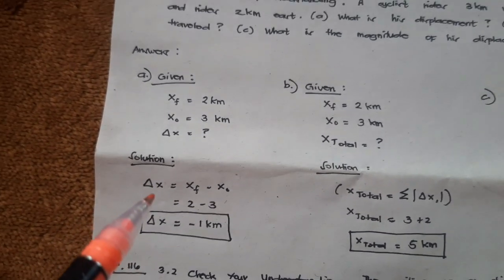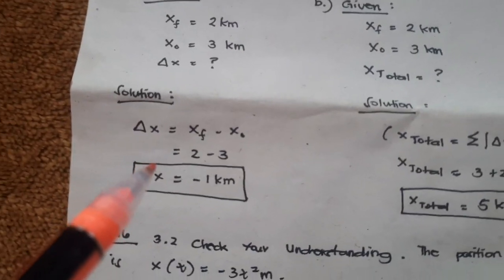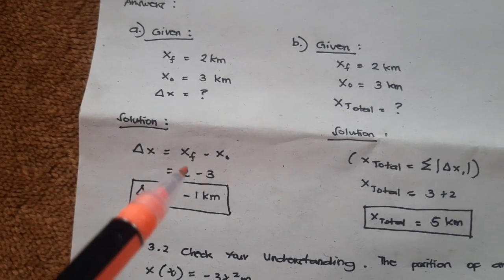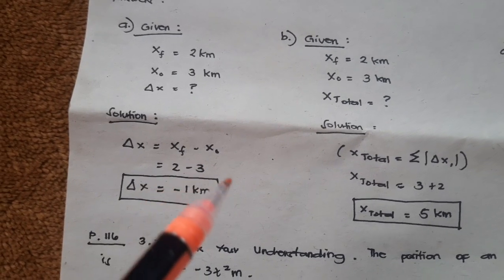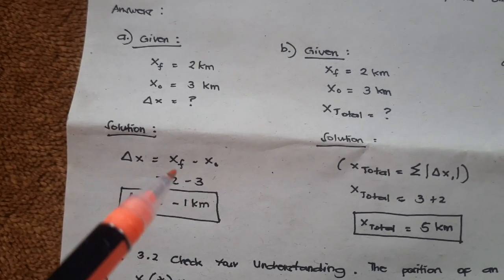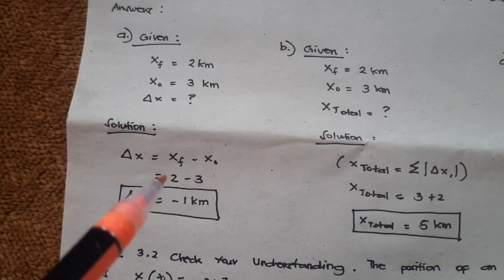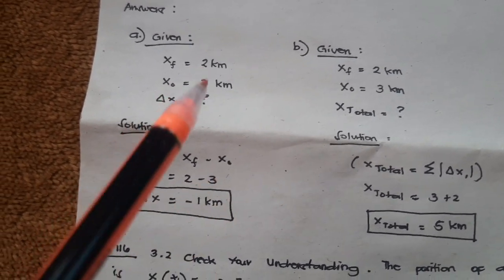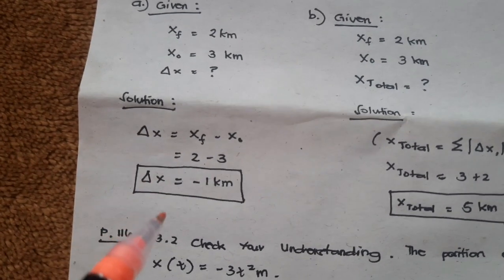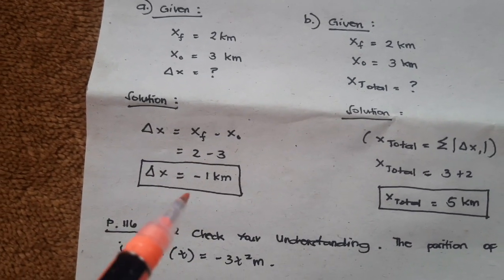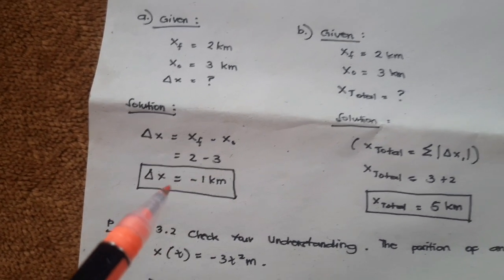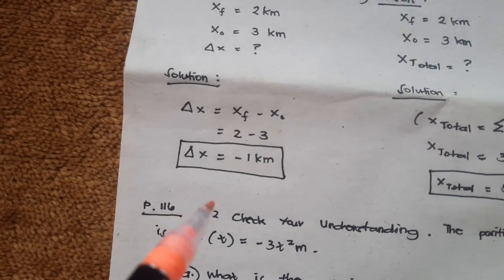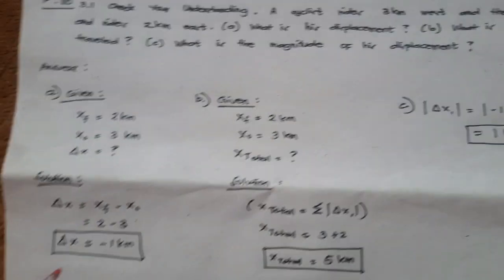To find the displacement, we must use this formula: delta x is equal to the final position minus the initial position. Since we are given the final position and the initial position, 2 minus 3, and then substitute: 2 minus 3 is equal to negative 1 km. So this is the displacement of the cyclist.